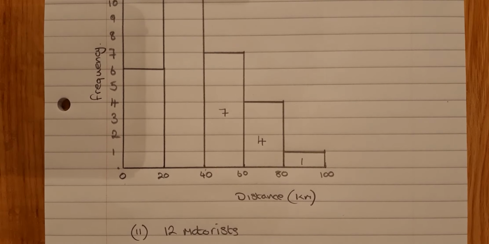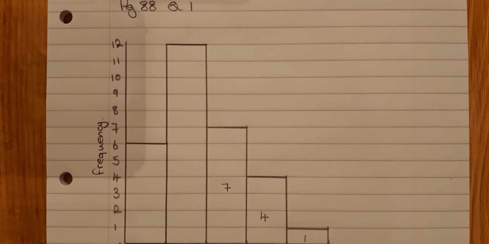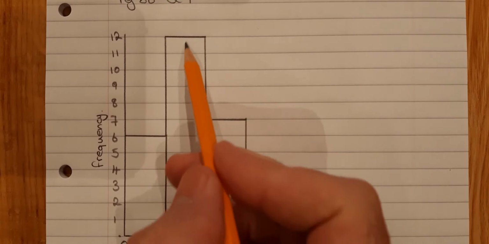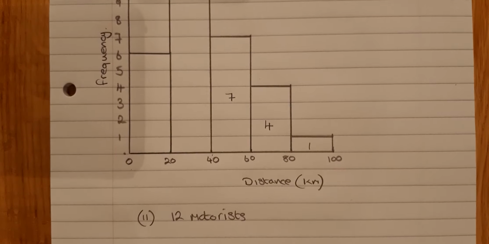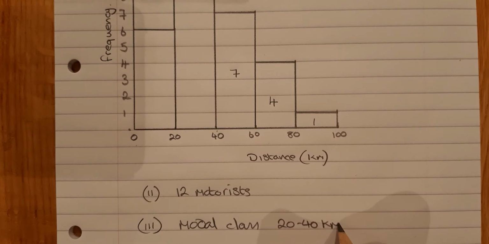Part 3, what is the modal class? So the modal class is the largest class. Looking at a graph, this is very, very easy to identify. So between 20 and 40 kilometres is the largest class. So part 3, the modal class is 20 to 40 kilometres.